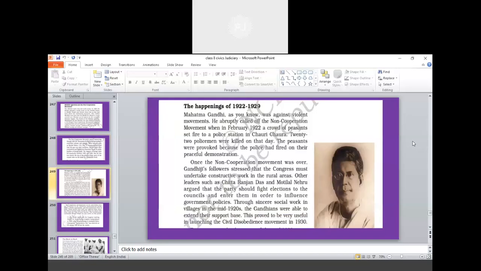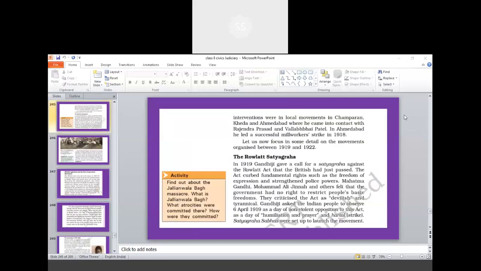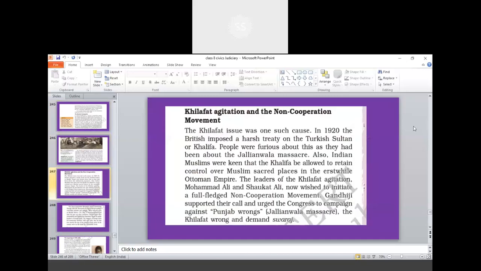So when the non-cooperation movement was at its peak, the one major condition set by Mahatma Gandhi was that any movement should be carried out in a non-violent method. Mahatma Gandhi did not support the use of violence, because he said that if you are fighting against injustice, then there is no need of using violence. So Mahatma Gandhi was very particular about not using any kind of violence.